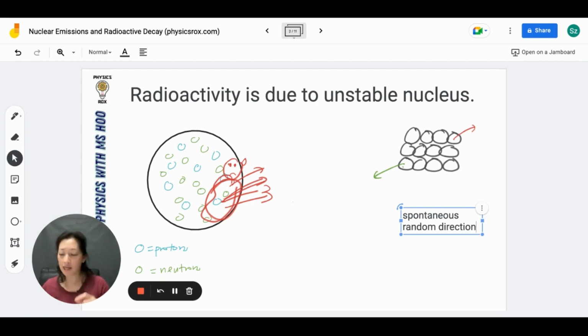So radioactivity exists due to the instability of the nuclei. And when this happens, the process is spontaneous and random.